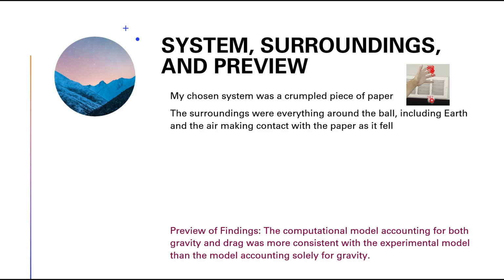For system and surroundings, my chosen system was a crumpled piece of paper. The surroundings were everything around the ball, including Earth, and the air making contact with the paper as it fell. And the air is what ultimately generates drag force. And a preview of findings is that the computational model accounting for both gravity and drag was more consistent with the experimental model than the model accounting solely for gravity.